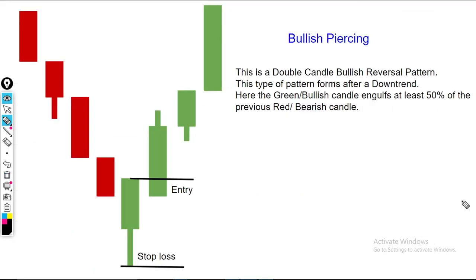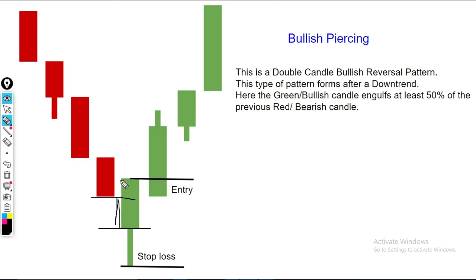So this is a bullish piercing pattern. This is a double candle bullish reversal pattern. It forms at the end of a downtrend and at the beginning of an uptrend. Here we can see a gap down opening. This red candle has closed somewhere here and this green candle has formed here. So we can see a huge gap down opening. After that, the bulls are activated in the market and they are trying to push the market upwards.